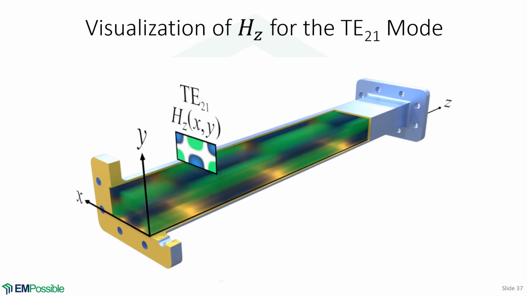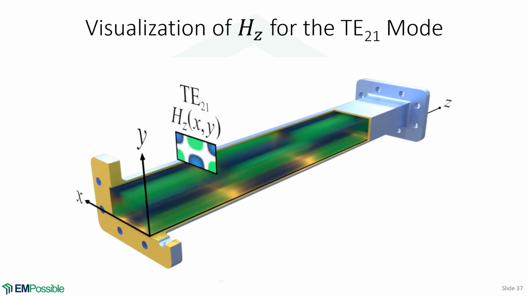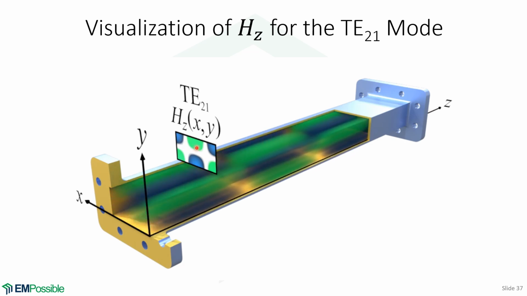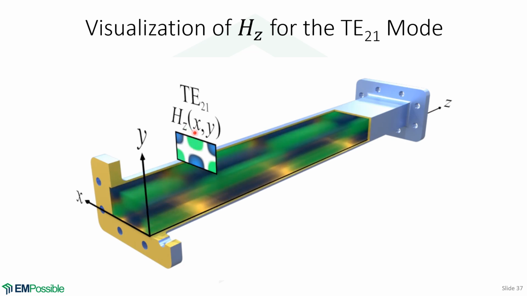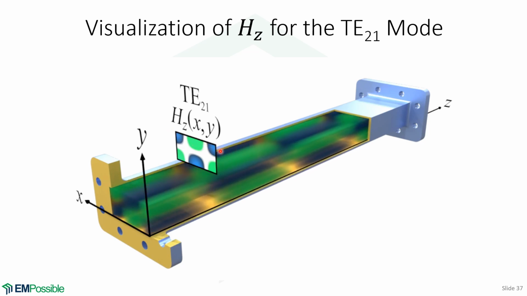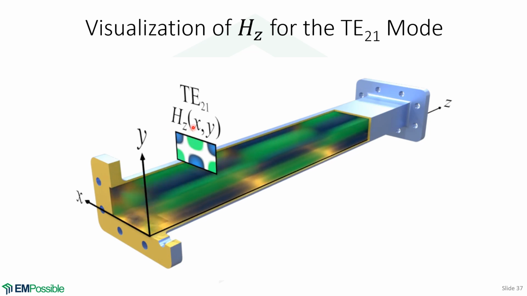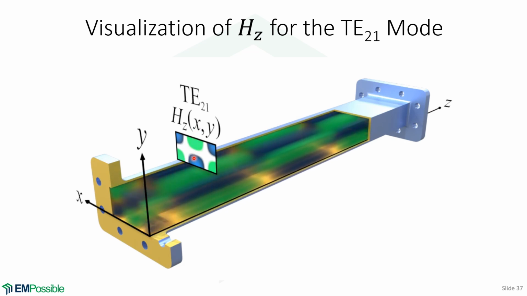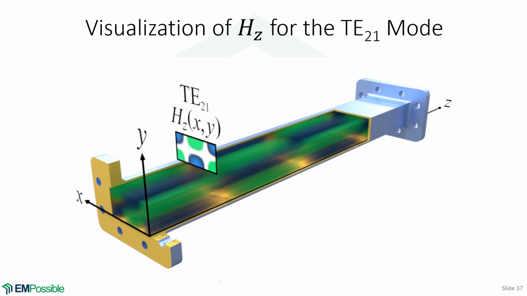TE21 should be 2 bright spots along X and 1 bright spot along Y. So let's go along X. Yes, 1 full bright spot in the middle and 2 half bright spots on either side. So in total, 2 bright spots in the X direction. In the Y direction, we see 2 half bright spots. So in total, that's 1 bright spot in the Y direction.